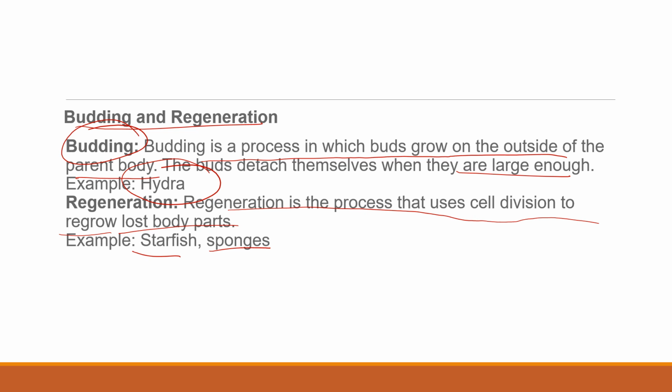So what happens if one part is destroyed or lost? That lost part will grow again. Suppose this is the starfish, and if this part is destroyed, after some time it will regrow. So this is the regrowth of this part in starfish. Like that in sponges also the same thing happens. So they keep on repairing their lost parts by the process of regeneration.